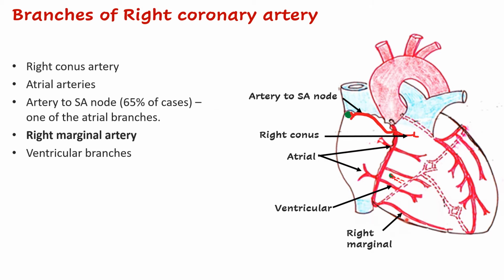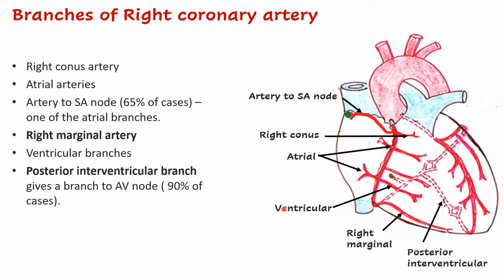And another important branch which is given by the right coronary artery is the posterior interventricular artery. The name is posterior interventricular because it runs in the posterior interventricular sulcus of the heart. And this artery you can see here is anastomosing with the branch of the anterior interventricular artery, which is a branch of the left coronary artery. The posterior interventricular artery is also known as the posterior descending artery by the clinicians.